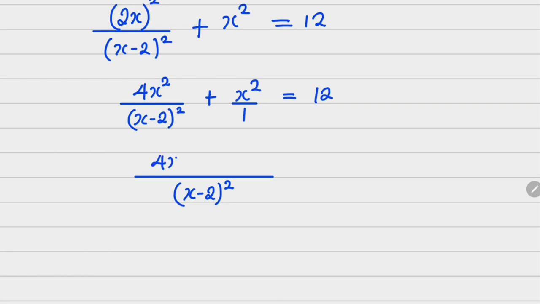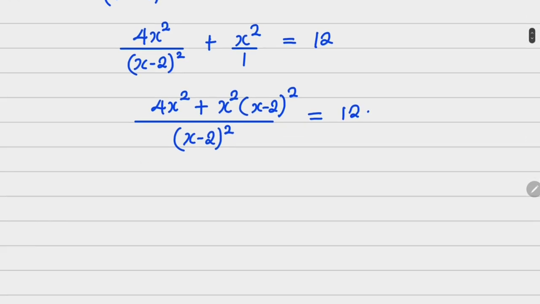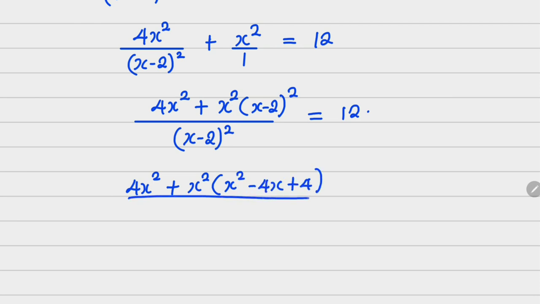Now this is going to be 4x squared plus, here I'm going to have x squared into (x minus 2)². Now this is equals to 12. All right. Take it to heart. Make sure you understand very well. Now, I'm going to expand further. So this 4x squared plus I have x squared. Now check this out. Expanding what is in the bracket, that is (x minus 2)², I'm going to have x squared minus 4x then plus 4. Okay, so I've expanded the bracket in that side. Then this is all over (x minus 2)² equals to 12.